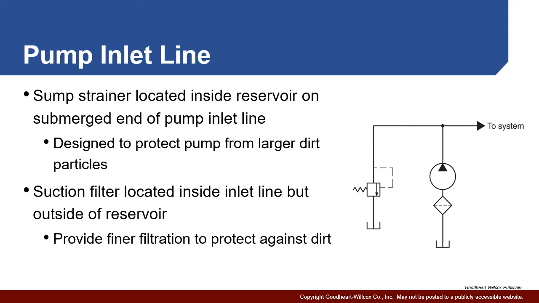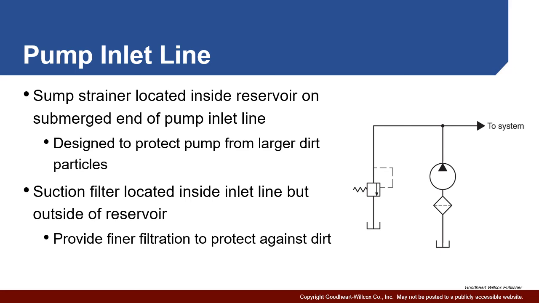A filter, as I said, is going to be finer for finer contaminants, and this could be on the suction line, but it's not going to be submerged in the fluid, so it'll be outside the reservoir. Keep in mind, we want it outside the reservoir so we can easily clean it and do any kind of servicing. Generally with strainers, you don't have to worry about it. They are simple devices, and unless you're getting a lot of contamination in your system, you're not going to clean it except for when you clean the reservoir in general.